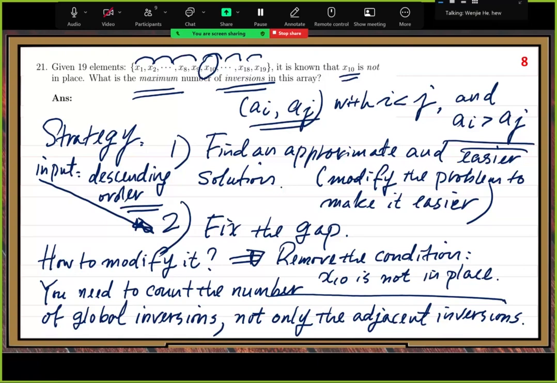Think about that change: how much you need to modify your answer. In your step 1 answer, you have an answer, but you have to make that change. Moving x10 anywhere, it just cannot stay in that location. x10 can go anywhere, but not that location. How much do you want to modify your answer from step 1? That's the hint. Try to follow this idea.